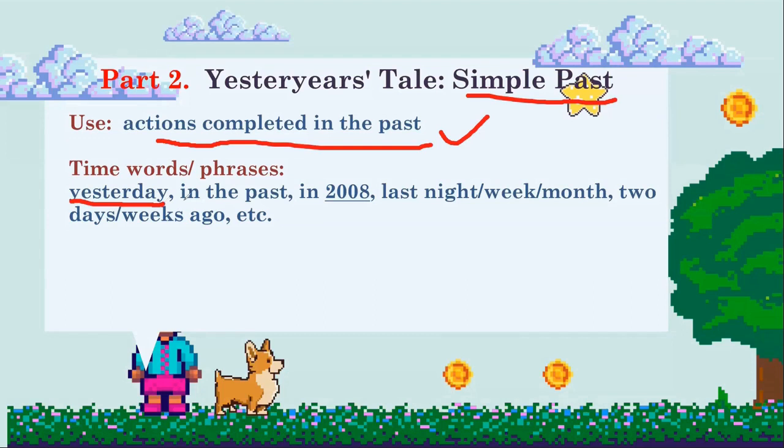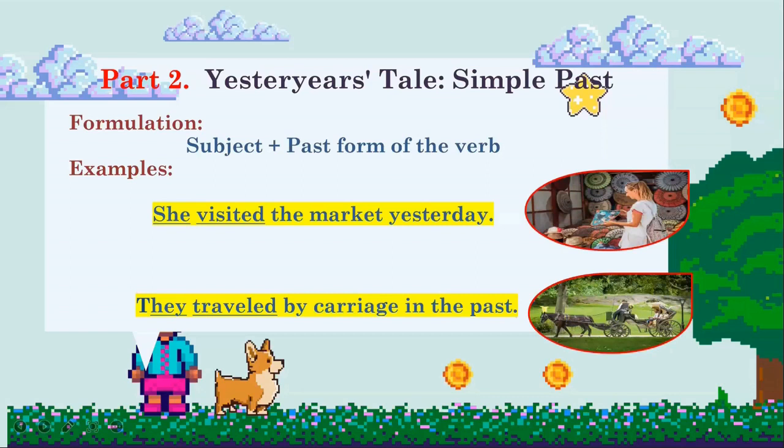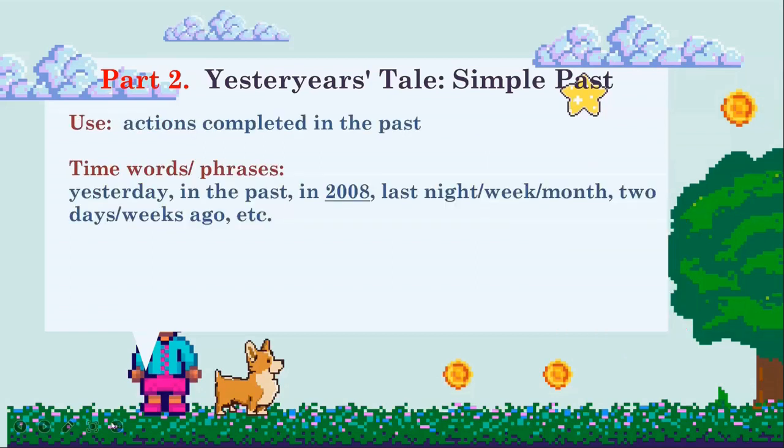24 hours ago, in the past, a broad reference to any time before now, or in 2008, pointing to a specific year, or last week, or last night, or last month, referring to the most recent night, week, or month that has passed. And for more duration, we have expressions like 2 days or 2 weeks ago. Yes, with a very important word here, ago. So let's move to the next one.